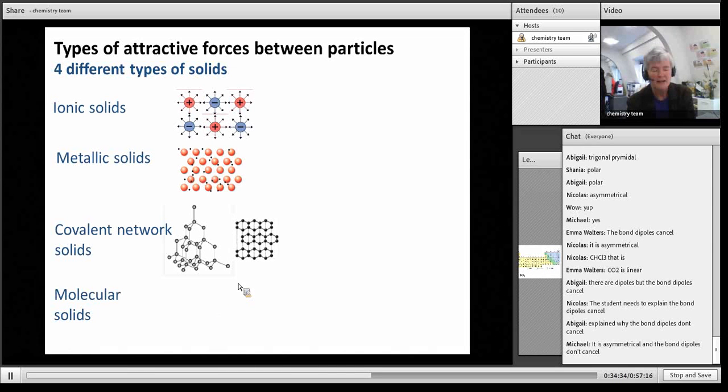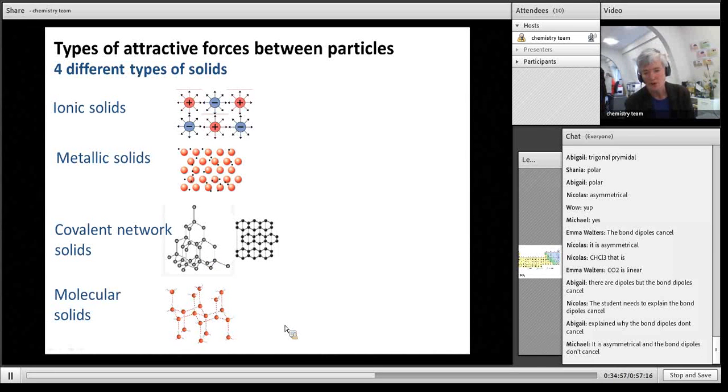So diamond, for example, is one. Graphite is another. Silicon dioxide, which makes up sand, is another network solid. So it's basically non-metal atoms covalently bonded together in a great big lattice structure. And molecular solids are basically molecules, okay? So often the name is quite clear.